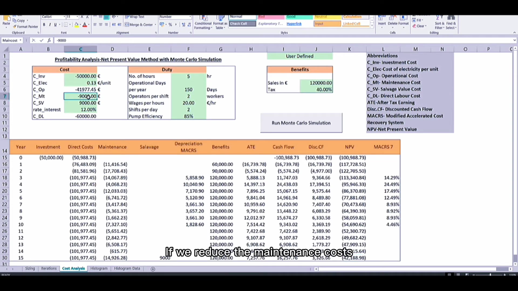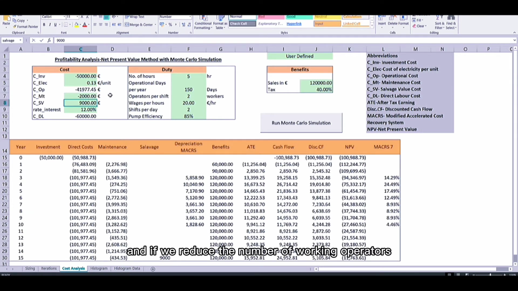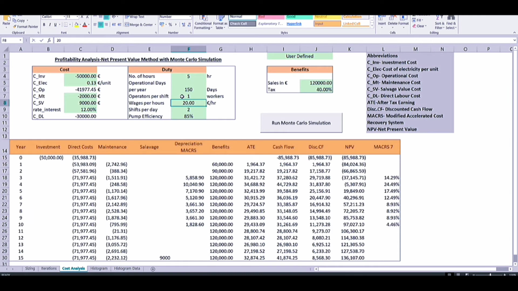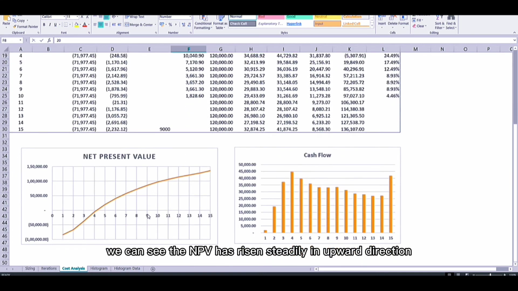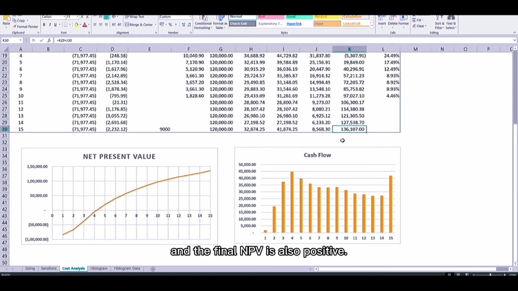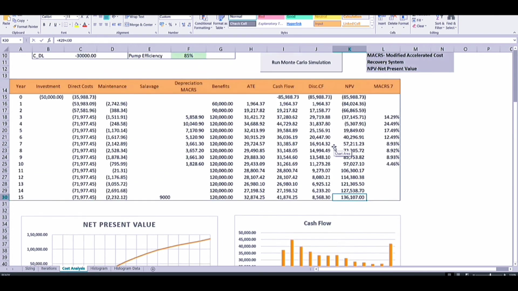If we reduce the maintenance costs and if we reduce the number of working operators, we can see the NPV has risen steadily in an upward direction and the final NPV is also positive.